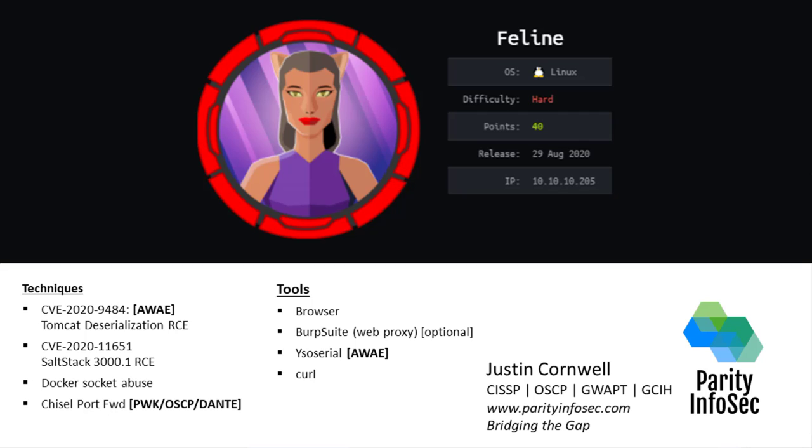This box, Feline, was a beast. While simple in terms of tools, just understanding what was going on took a little bit of work. Luckily, there are a few POCs out there and available, and I'm going to leverage those. I'm not going to waste a whole lot of time, but we're going to go over some Tomcat Deserialization RCE. That's going to be using Ysoserial, so I will definitely highlight that.